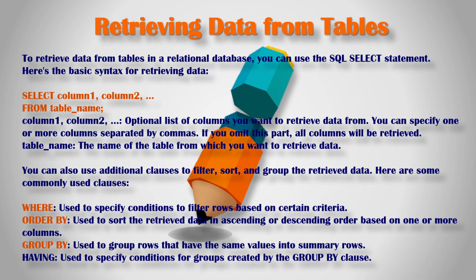GROUP BY, used to group rows that have the same values into summary rows. HAVING, used to specify conditions for groups created by the GROUP BY clause.